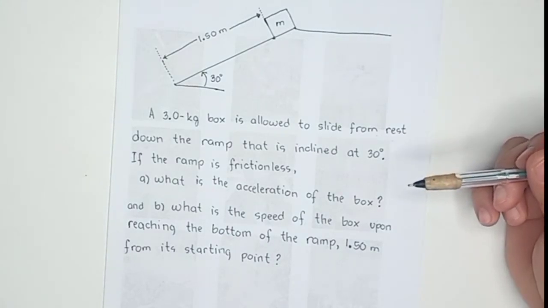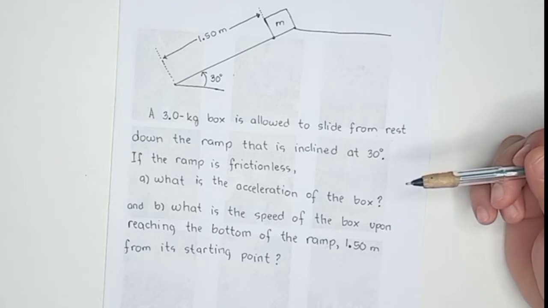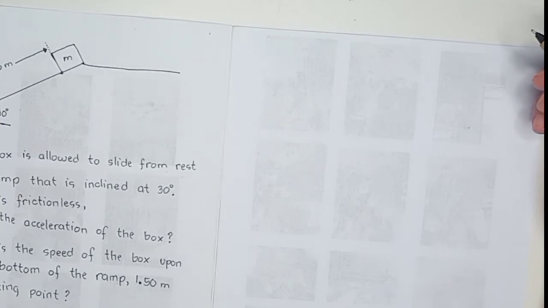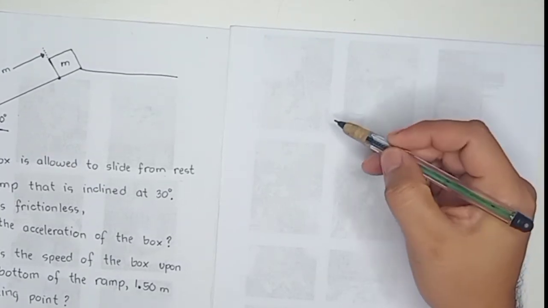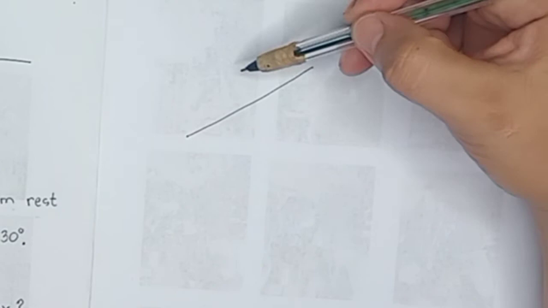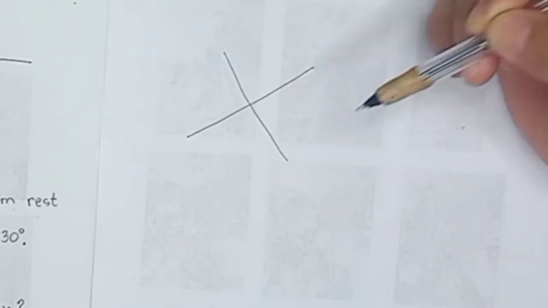To solve this problem, we will start by drawing the free body diagram of the box. Since the box is on the ramp, we will rotate our x and y axis so that the x-axis will be along the ramp and the y-axis will be in the direction of the normal force. So this is how we draw the free body diagram of the box. The x-axis is along the length of the ramp and the y-axis is in the direction of the normal force on the box.